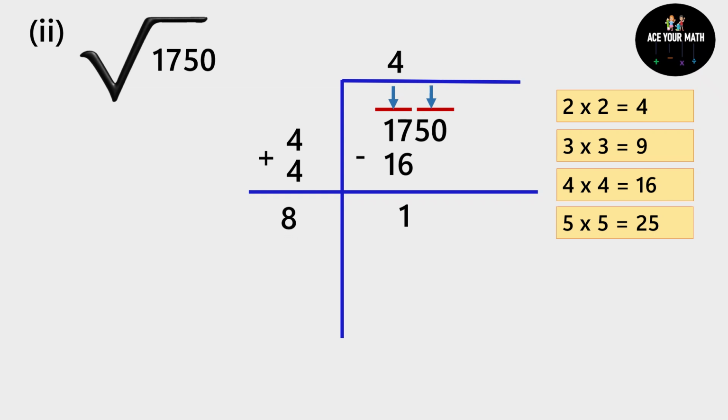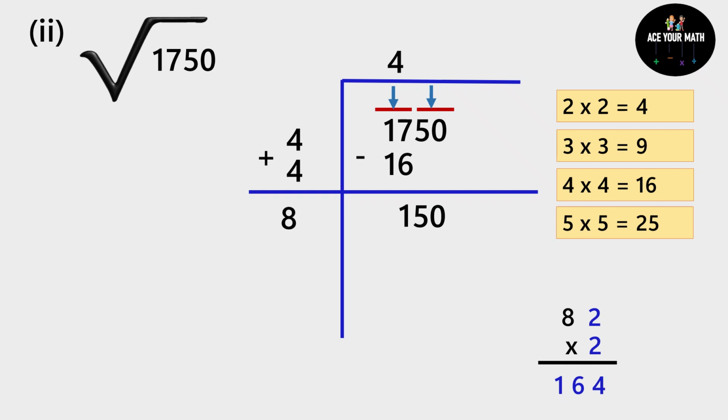Now consider the second group, which is 50. Bring down this group, so the new number formed is 150. Now, in your practice area, write 8 with a blank next to it and try different combinations. Let's say we start with 2. So 82 twos are 164. See, 164 is greater than 150.